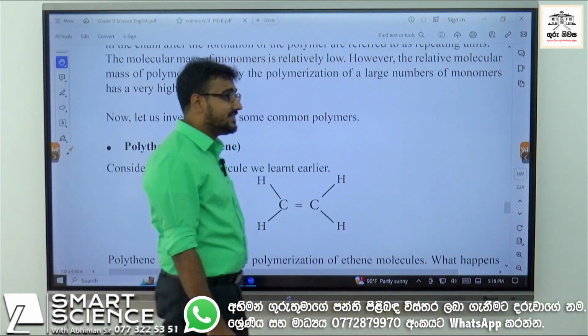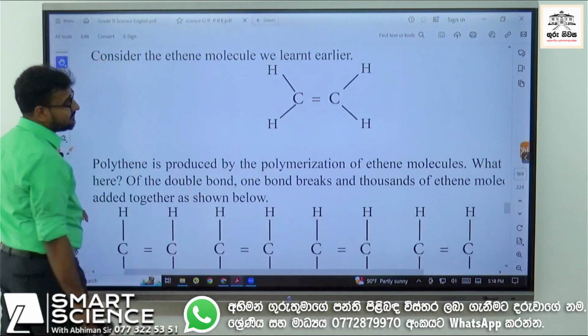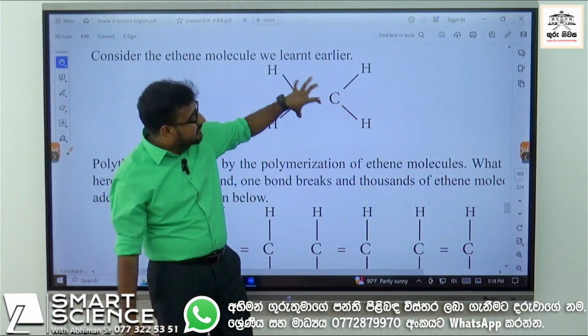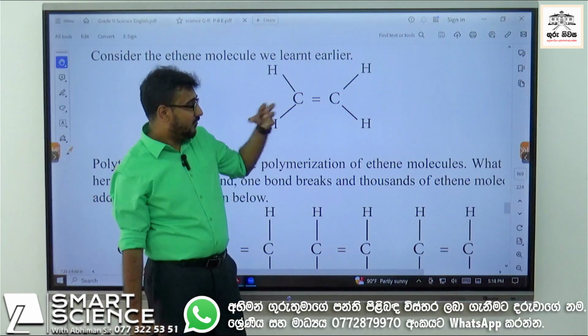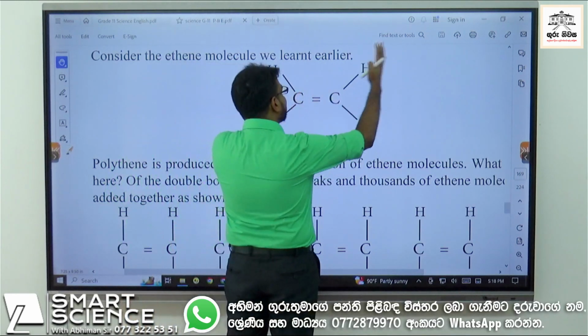So poly plus ethene gives polythene. Right. Polythene, but you cannot simply write it in a long line like that, because it should create a bond between the two ethene molecules. For that they have to break down the double bond. This double bond breaks and gives half to each side.